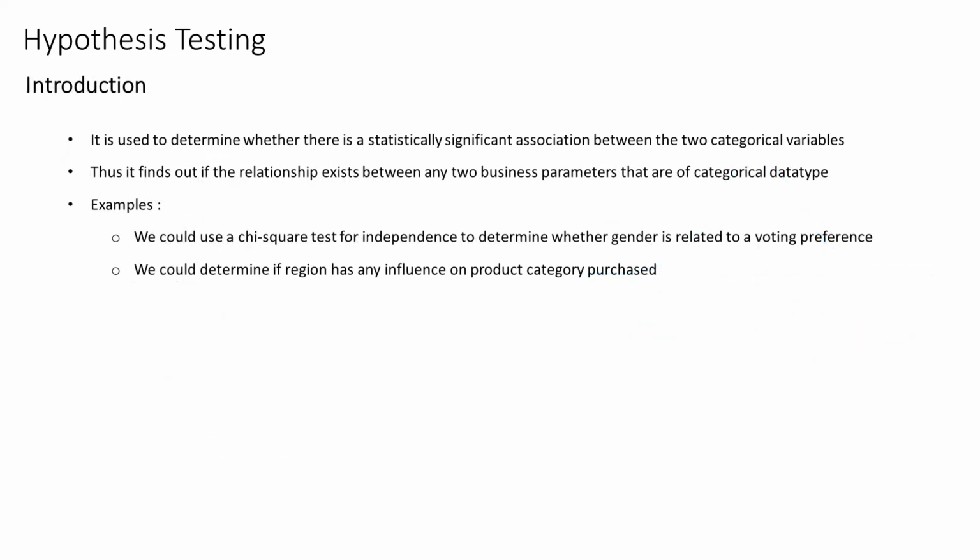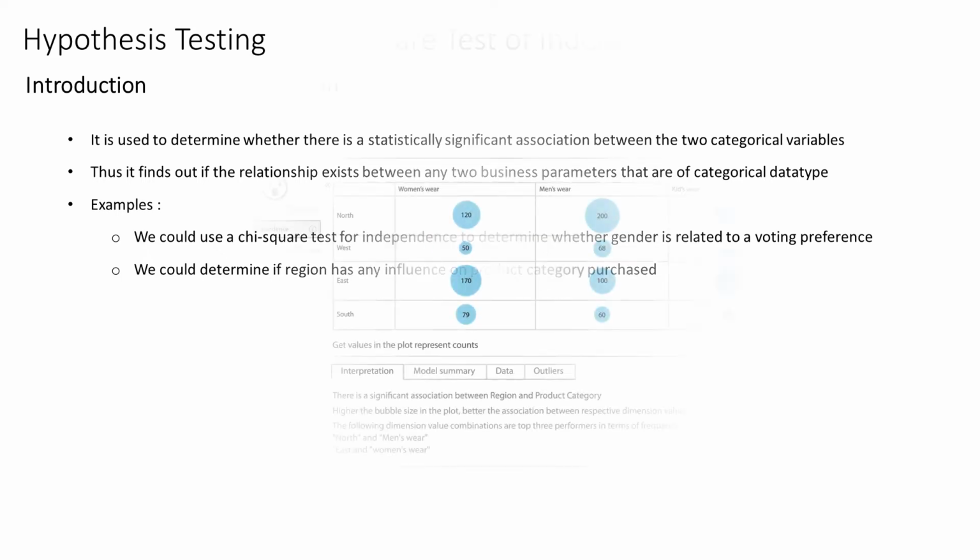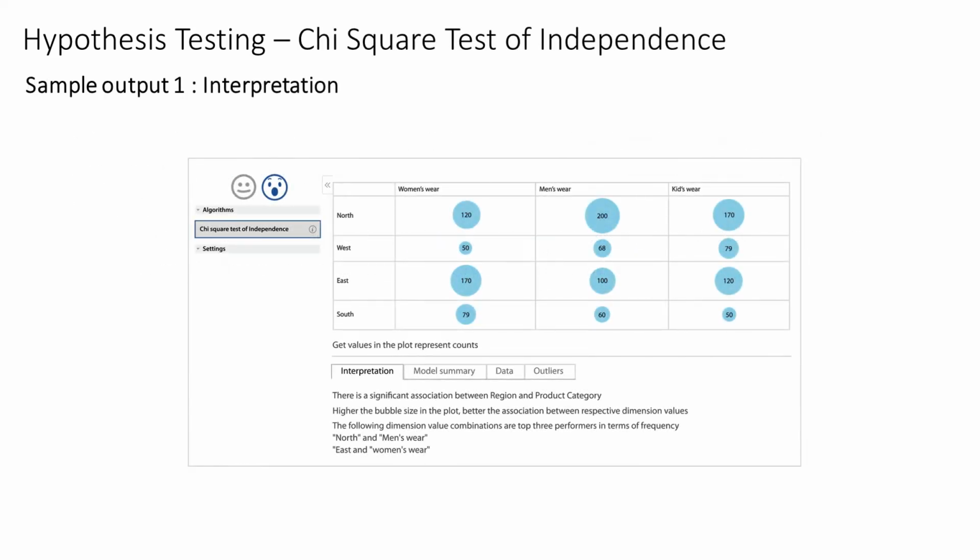Hypothesis testing techniques include the chi-square test of independence, used to determine whether there is a statistically significant association between the two categorical variables. This technique is used to determine if the relationship exists between any two business parameters that are of categorical data type. An enterprise might use chi-square to determine if there is a relationship between the region in which a product is purchased and the product or category of product that is purchased.